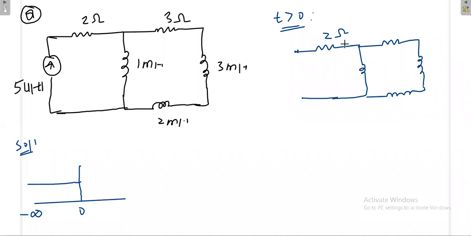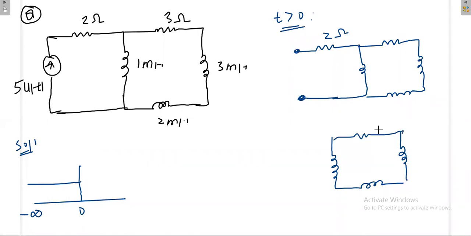See, once this is open, I can remove this. If this is open, infinite plus something is infinite only. I can remove this. So I can consider this part of the circuit.